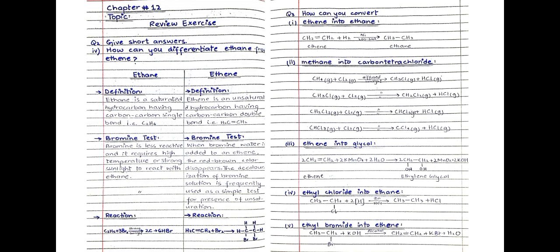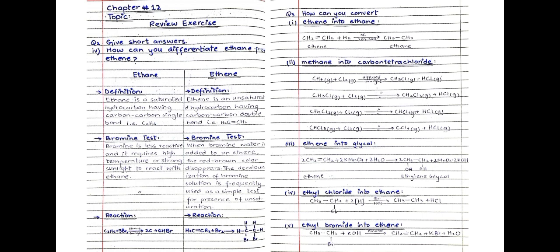We must draw the columns between ethane and ethene and write three points for getting good marks. In the case of ethane, we have a definition. Ethane is a saturated hydrocarbon having a carbon-carbon single bond, and the formula of ethane is C2H6. Ethene is an unsaturated hydrocarbon having a carbon-carbon double bond, and its formula is C2H4.